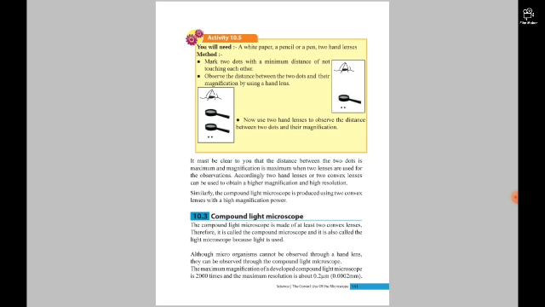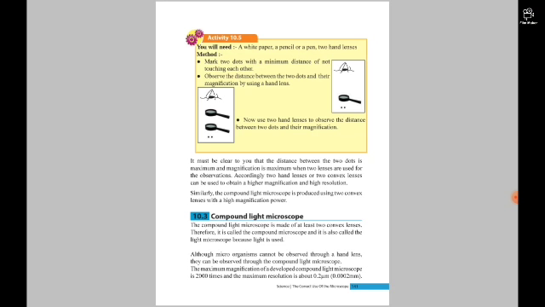So, how is the compound light microscope made? Compound means double and light means light. We call it a light microscope because light is used as a source so that we can see the image, because we cannot see without light. We get the light by the mirror.